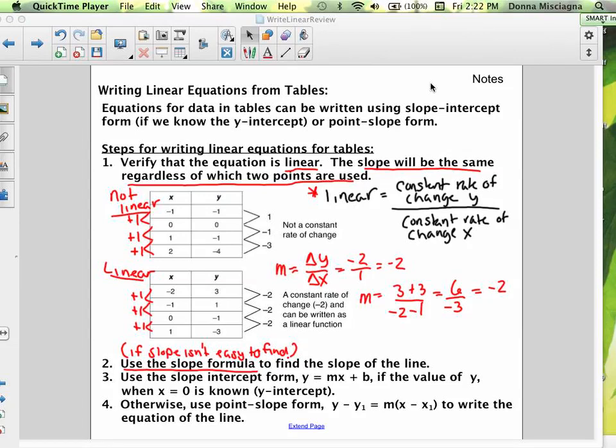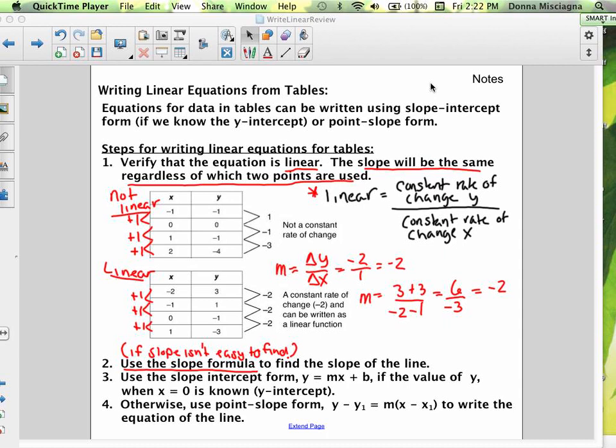Welcome back. So we're going to be writing equations, linear equations from tables. And so there are three ways to represent functions. We've looked at equations, we've looked at graphs, and now we're going to look at tables. So equations for data in tables can be written using slope-intercept form if we know the y-intercept, or point-slope form.